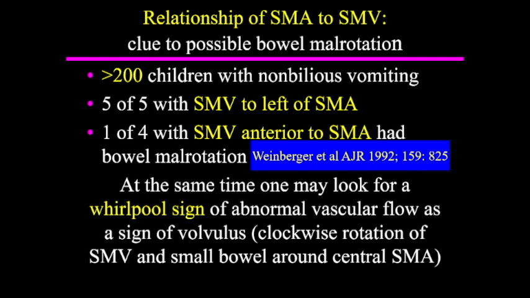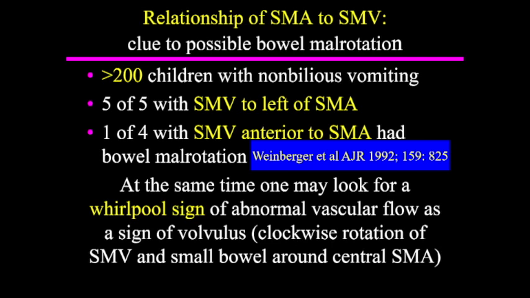One of the ultrasound findings one can use to pick up the possibility of midgut volvulus is the SMA-SMV relationship, which Weinberger discussed in 1992, in which they saw 5 of 5 cases in which the SMV was to the left of the SMA as having bowel malrotation or midgut volvulus, and 1 of 4 with SMV anterior to the SMA having bowel malrotation.